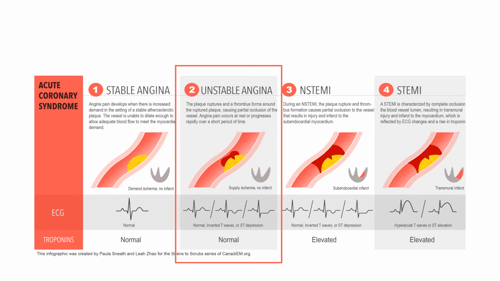In the case of unstable angina, the plaque ruptures and a thrombus forms around the ruptured plaque, causing partial occlusion of the vessel. Angina pain occurs at rest or progresses rapidly over a short period of time. Hence, it's called supply ischemia. On the EKG, we'll see a normal EKG versus inverted T waves or ST depression. But in cases of unstable angina, the troponin level is normal.